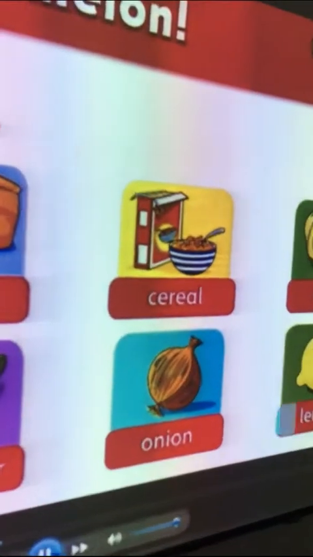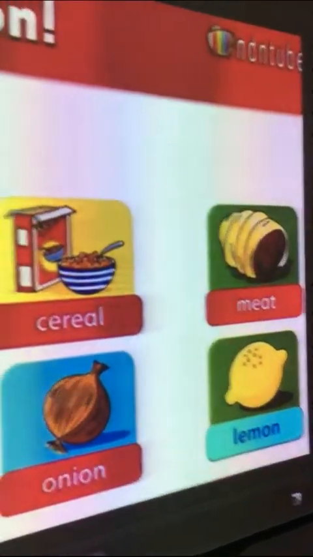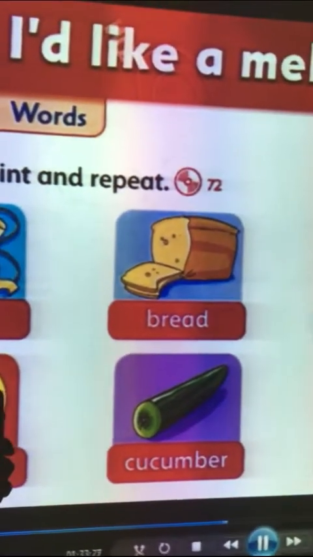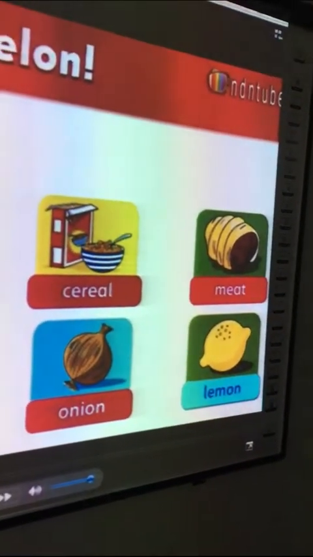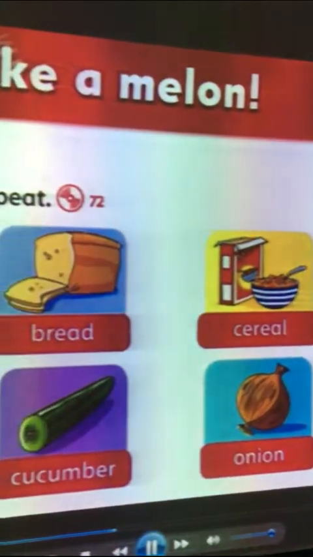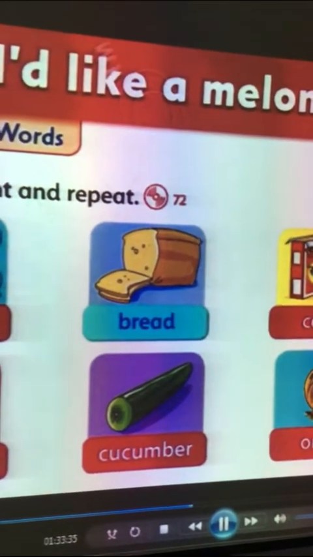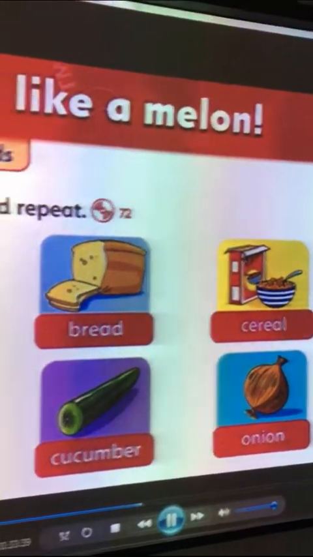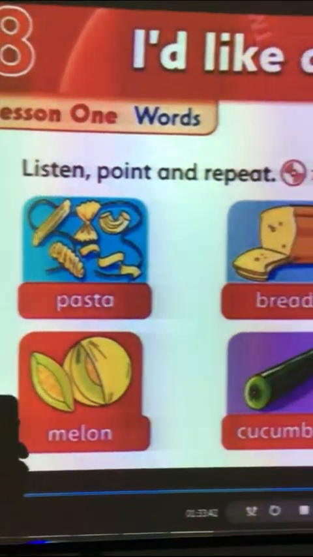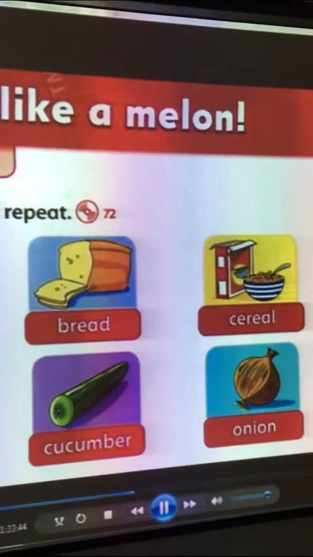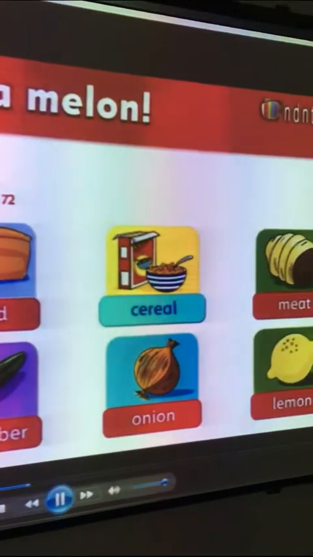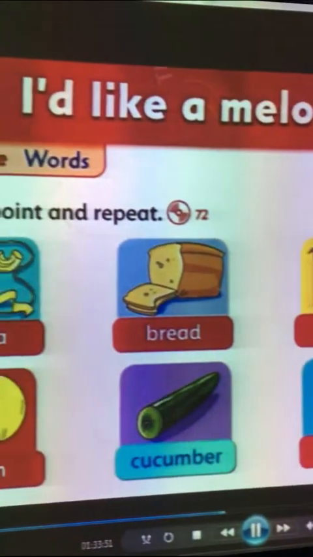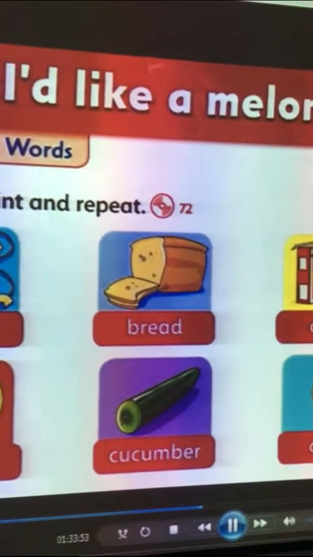Onion. Lemon. Lemon. Bread. Melon. Cereal. Cucumber.